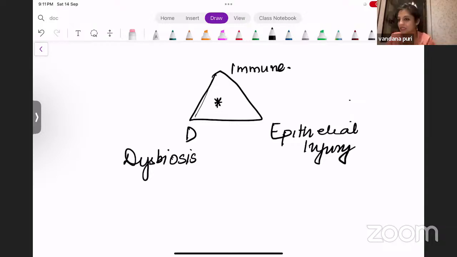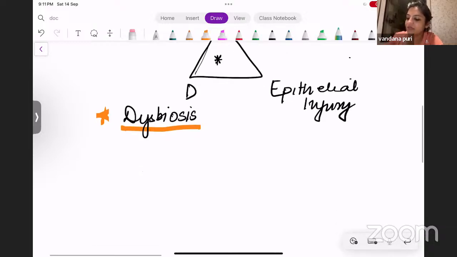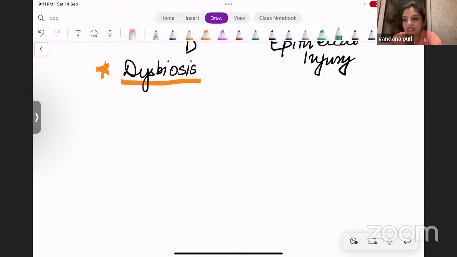If you understand these three, it's a very easy topic to understand. So what do you understand by the term dysbiosis? Please remember, there are a lot of bacteria which normally reside in our intestine. Whenever they are altered, this is what is called dysbiosis. So alteration of the normal intestinal bacteria is basically dysbiosis. There's a very simple theory that a lot of bacteria are there which maintain the balance.